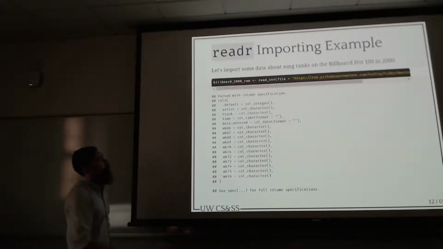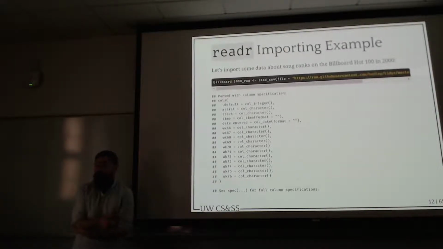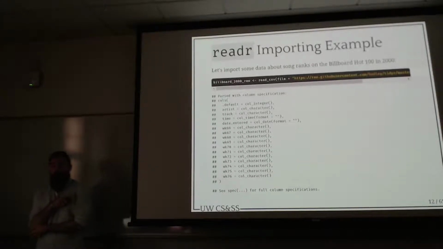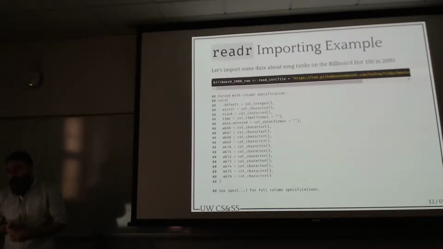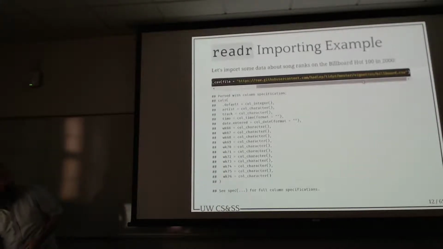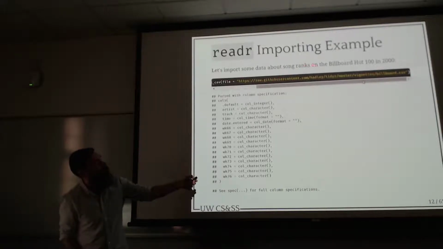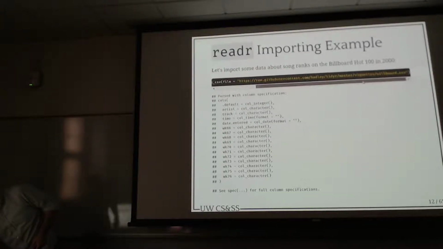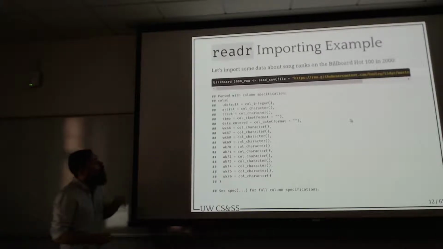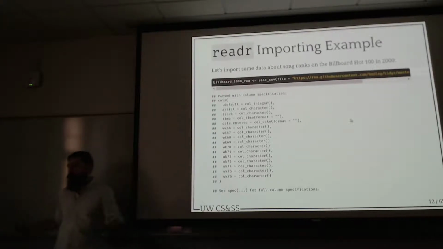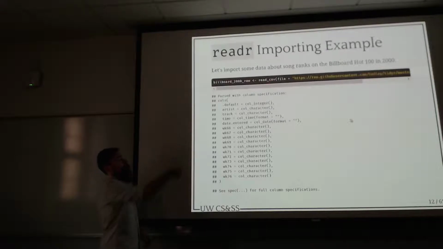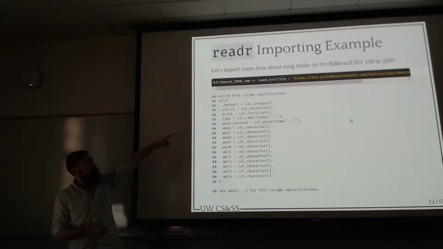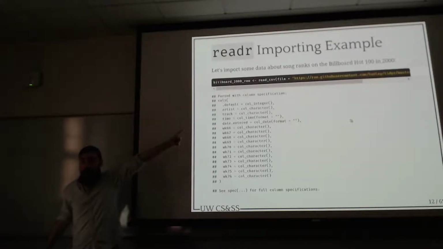So in this example here, I'm importing some data on song ranks from the Billboard Hot 100 in the year 2000. If you want the whole URL for it, you could scroll over here. This is just coming off of Hadley Wickham's tidyr repository on GitHub. What I'm doing here is assigning to an object billboard_2000_raw the output from read_csv. Something interesting here is I'm not reading off my computer at all.